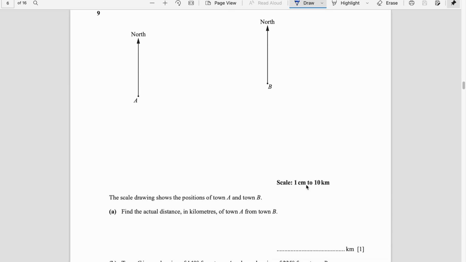Question number 9. It is a scale diagram. Scale is 1 centimeter to 10 kilometers. The scale drawing shows the position of town A and town B. Find the actual distance in kilometers of town A from town B.